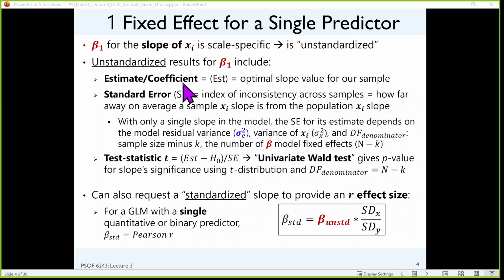Once I know my estimate, what is my optimal value? Once I know my standard error, how far off is it on average from what it's supposed to be in the population, I can then compute a test statistic, hereafter known as a t-value, like this. How far discrepant from the null hypothesis I am, divided by the standard error. This then gives us a p-value directly.